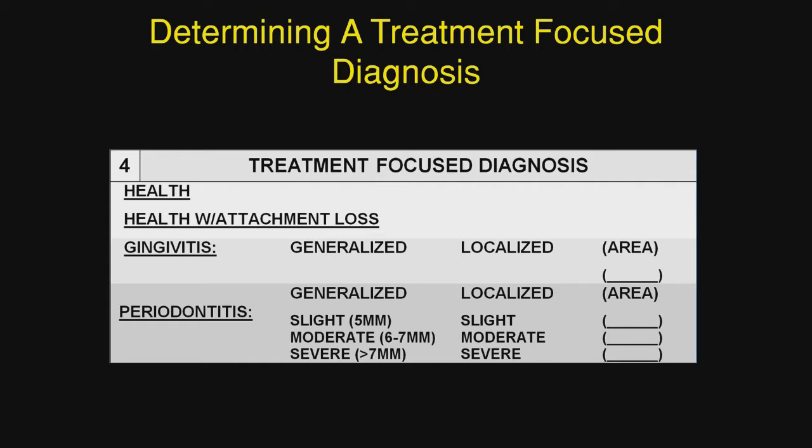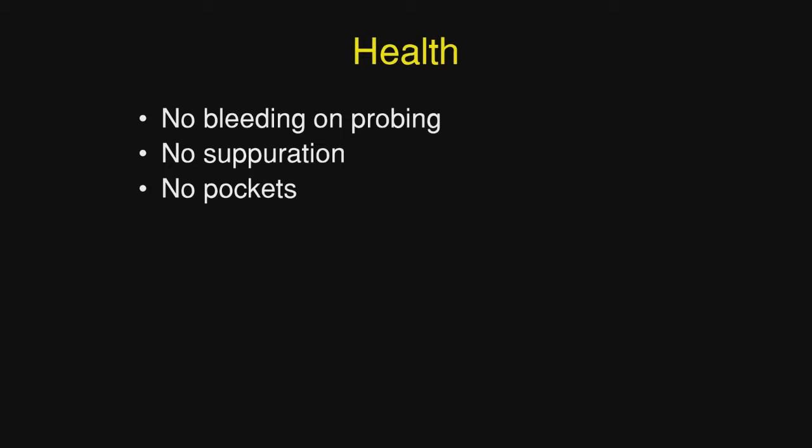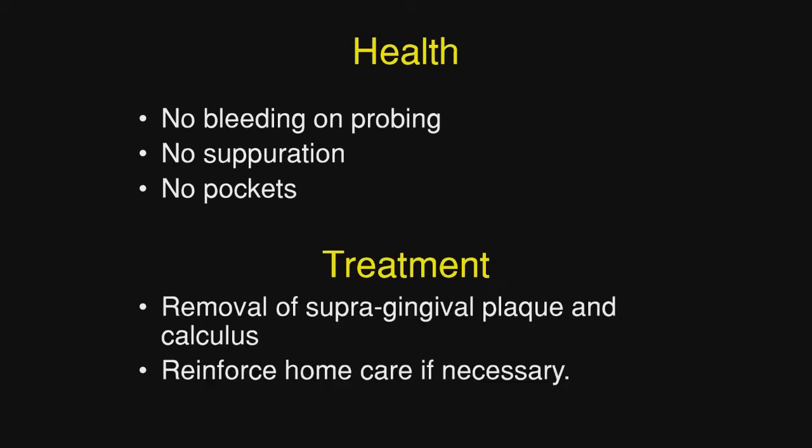So determining a treatment-focused diagnosis, number 4, we have health. And health is basically no bleeding on probing, no suppuration, and no pockets. This patient simply needs the treatment of what's often referred to as a prophy, removal of supragingival plaque and calculus, and reinforced home care if necessary.